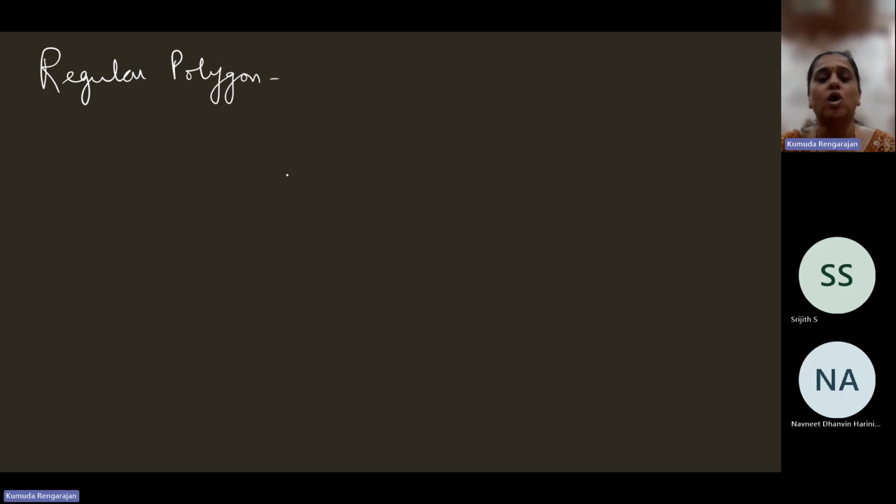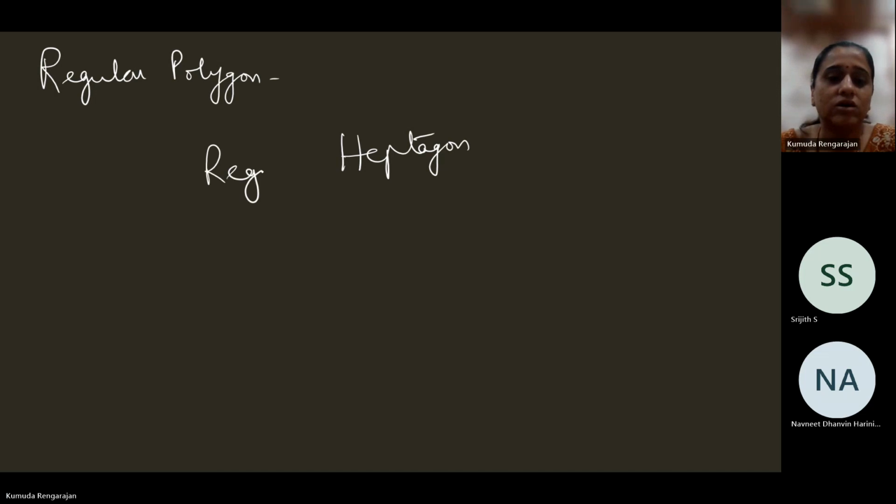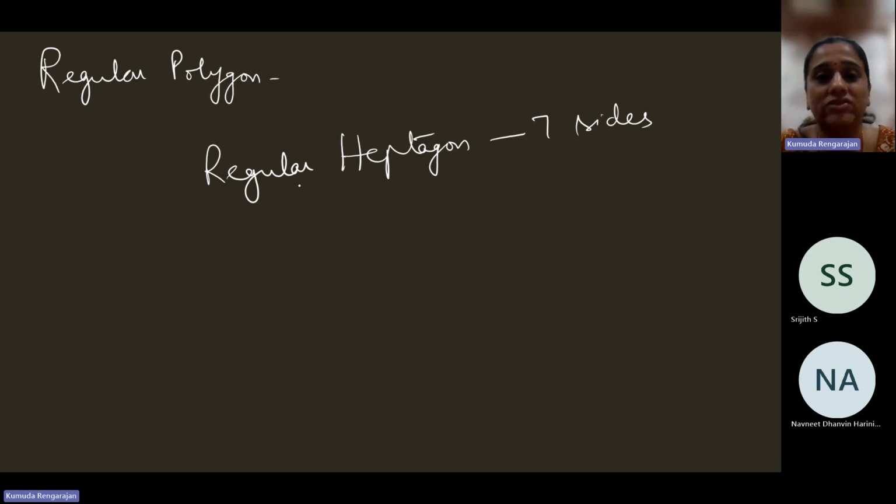See, if it's a heptagon, you can have a regular heptagon. A heptagon is a polygon with 7 sides. Now, if it's a regular heptagon, all the 7 sides will have the same length, and all the 7 interior angles will have the same measure. Equal in magnitude.